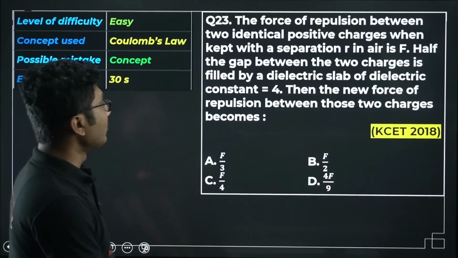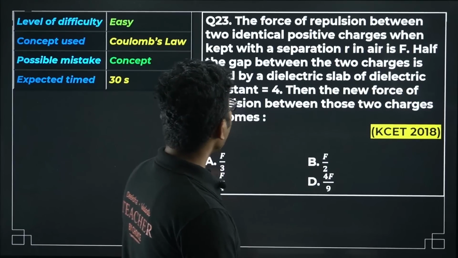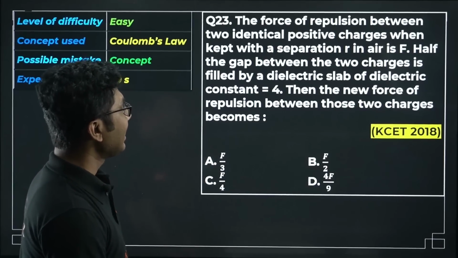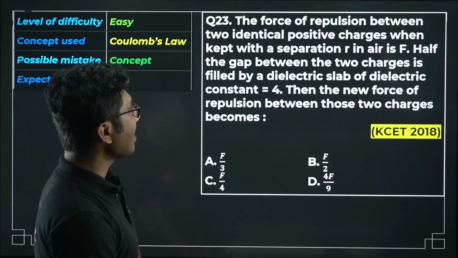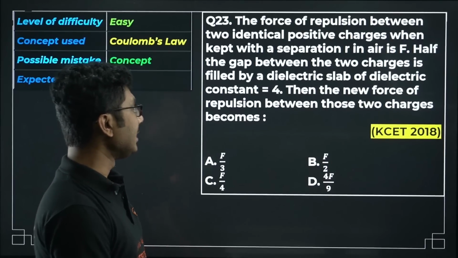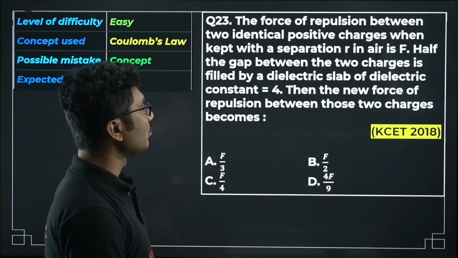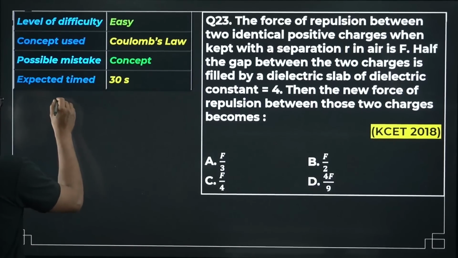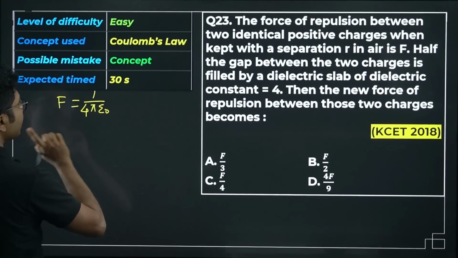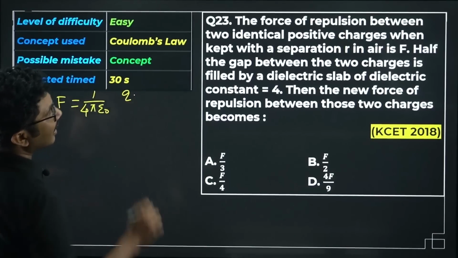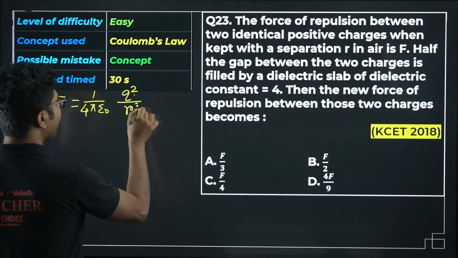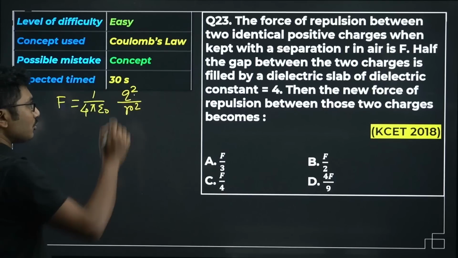Next question. The force of repulsion between two identical positive charges when kept with a separation r in air is F. Half the gap between the charges is filled by a dielectric slab of dielectric constant 4. Then the new force of repulsion between those two charges becomes? First they have said that initially they are kept at a distance r and the force is given by F. So, two identical positive charges, so q square by r square, right? Identical charges, I am assuming both charges are q.